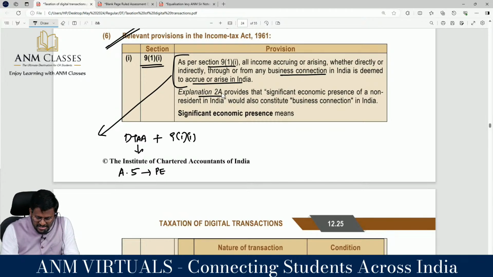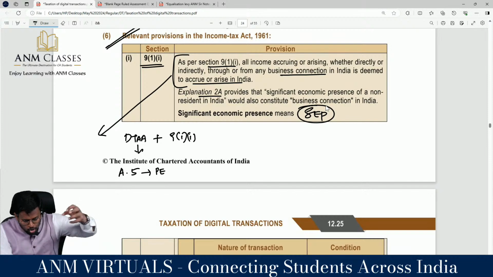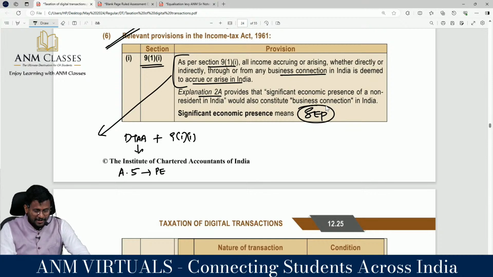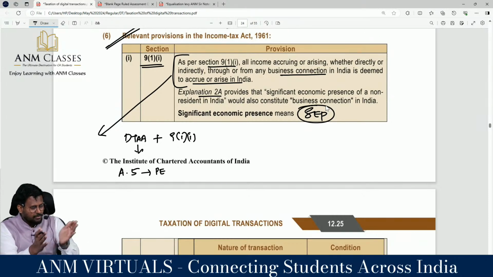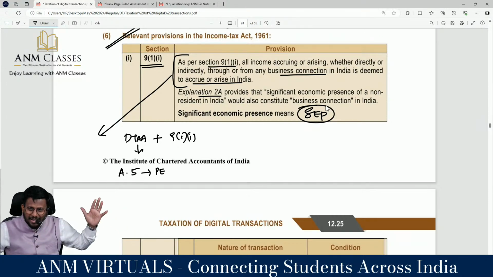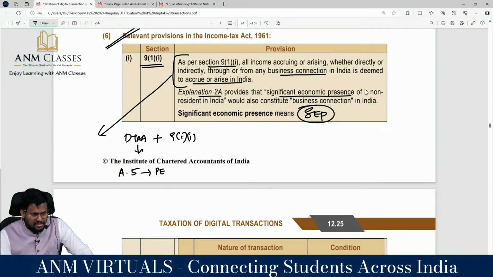Explanation 2A provides that significant economic presence, which I already highlighted as SEP, of a non-resident in India would also constitute a business connection in India. This is one of the recommendations of the OECD. They said to alter the definition of business connection, right? If you want to tax in the source country, make the scope wider by amending the definition. So they have inserted the SEP clause. What is the SEP clause? Significant economic presence.